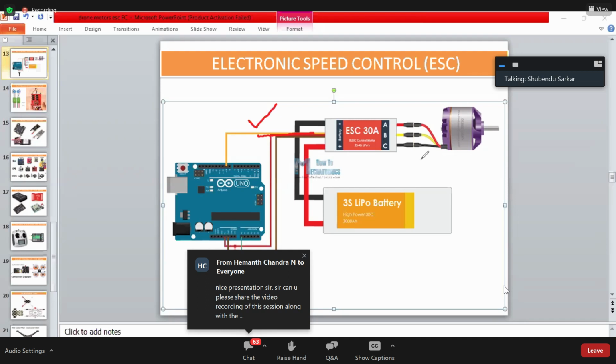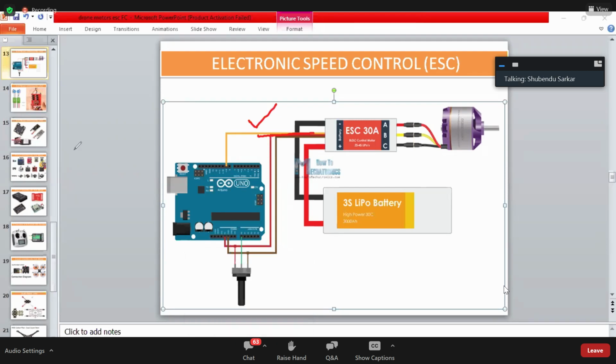So that is the connection of the motor with the ESC. But there are still a few points that I need to explain. We are going to talk about this in the next session.